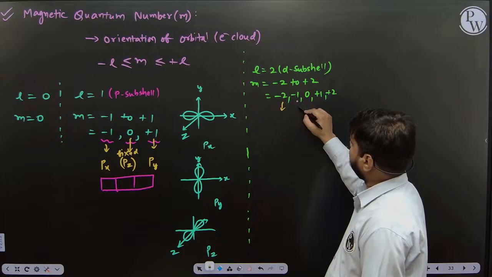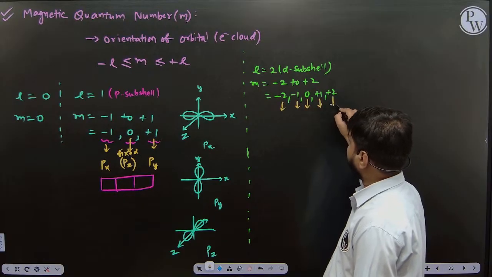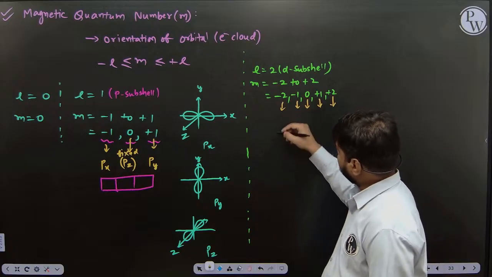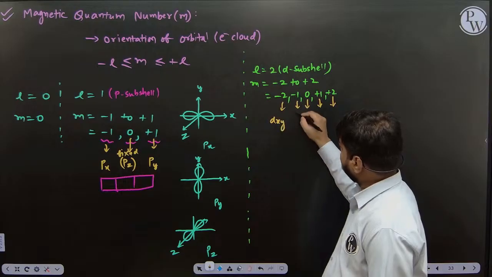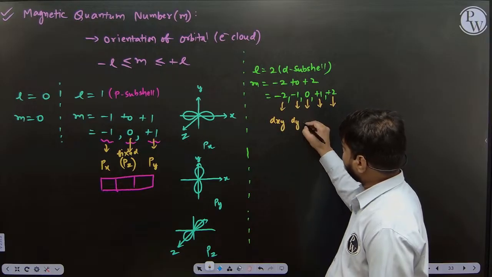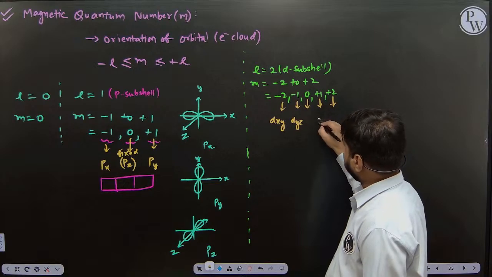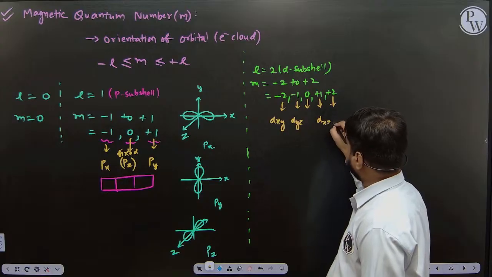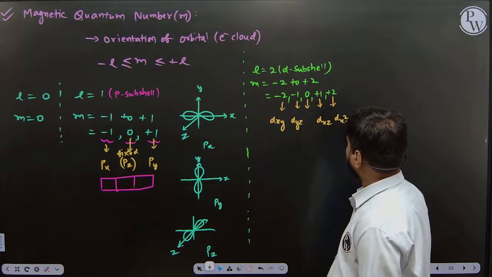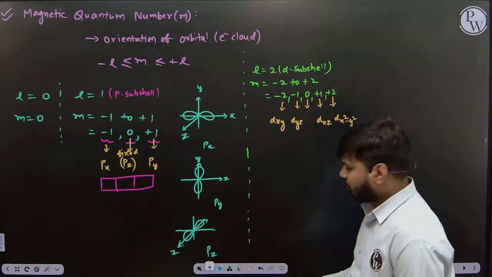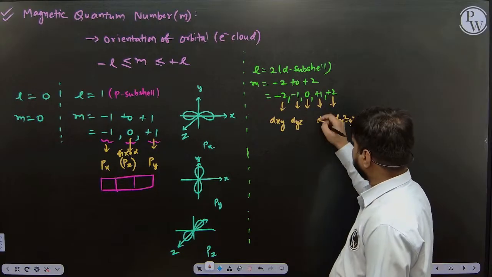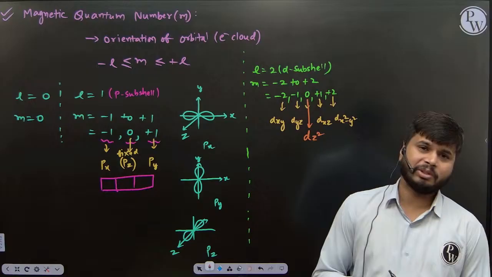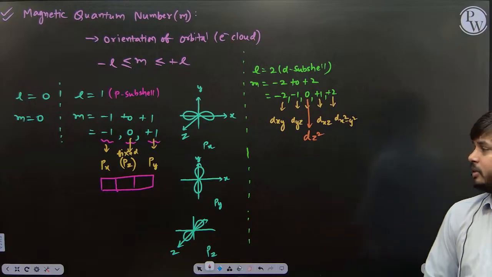So each one is representing a different orbital. Okay. Let's say minus 2 is representing dxy, minus 1 is representing dyz, plus 1 is representing dxz, plus 2 is representing dx square minus y square. ठीक है. Now let's talk about the zero value. 0 is specifically given to dz square.